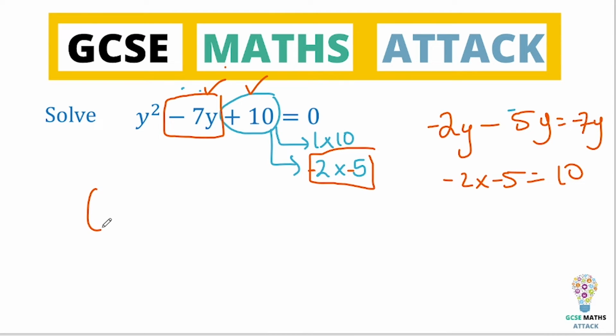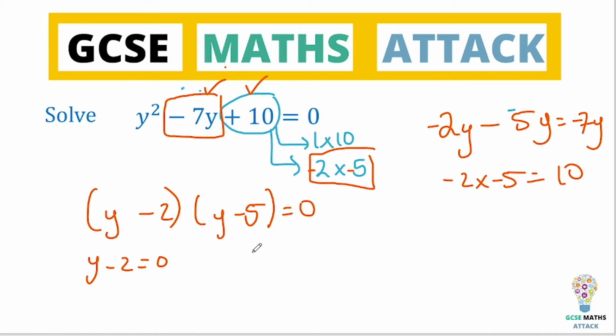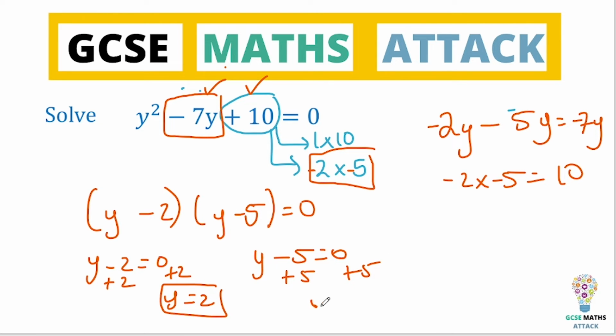So I'm going to write it down, y minus 2 and y minus 5. And I will call that 0. So I have y minus 2 equals 0 or y minus 5 equals 0. So I'm going to rearrange this equation to make y the subject. So I'm going to add 2 to both sides. I'm going to add 5 to both sides. So I'm left with y equals 2. And the other one, I will be left with y equals 5.